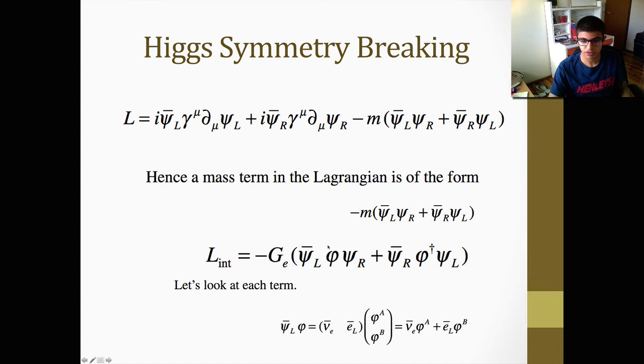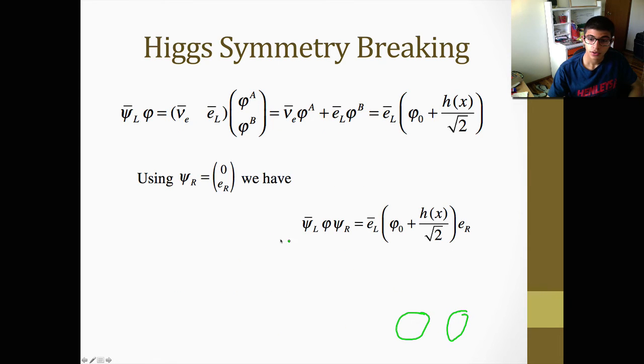So now we can look at essentially each term. We've got psi bar left, phi. So we've got both particles here. We've got both leptons, left-handed electron, left-handed neutrino. We dedicate to each one component of the Higgs field. Thus we have the electron neutrino coupled with the first component of the Higgs field, and the left-handed electron coupled with the second component of the Higgs field.